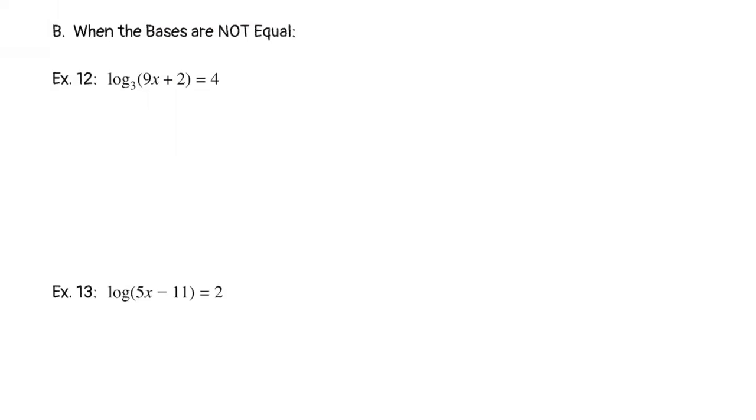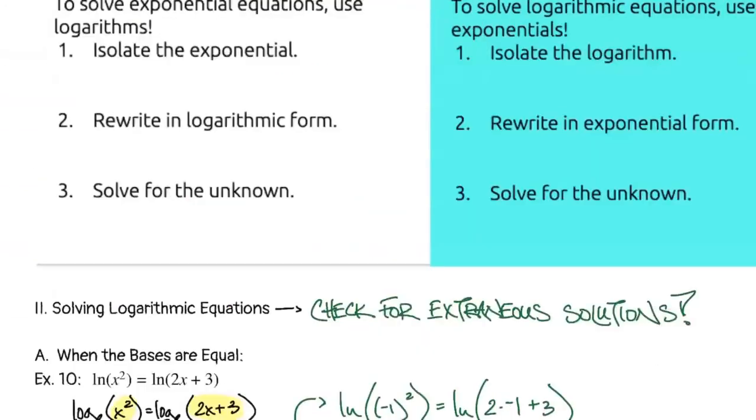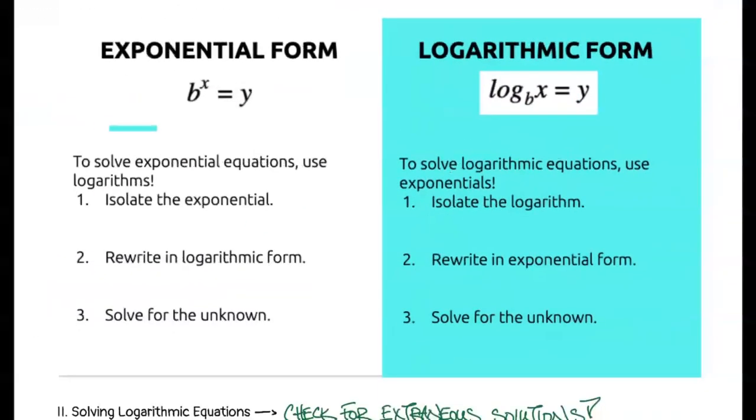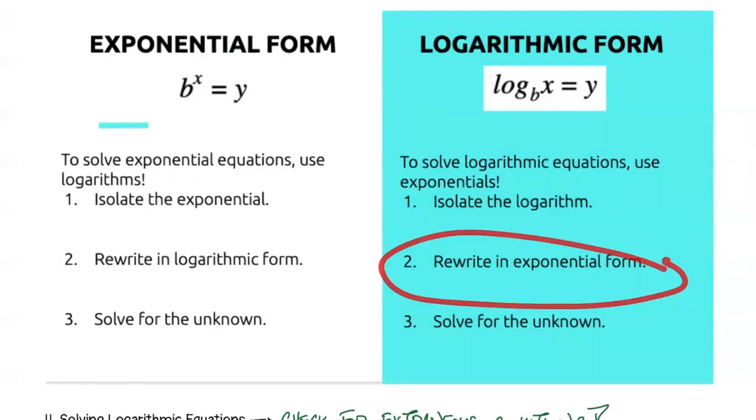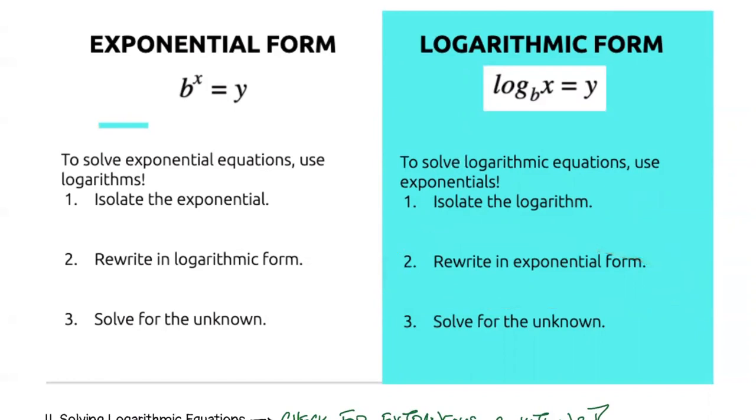I have my log all by itself on one side already. So if you scroll back up into the notes, and we look at what our strategy is for log form, we already got the log all by itself. In fact, we didn't do it, it just kind of came that way. That means we can skip on over to the second step. We're going to rewrite this in exponential form.